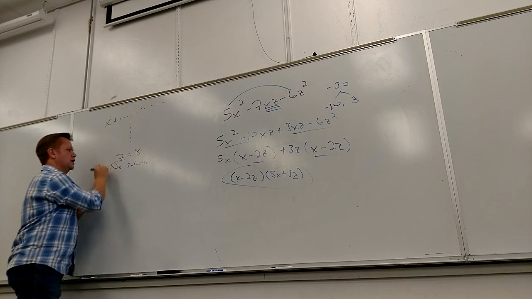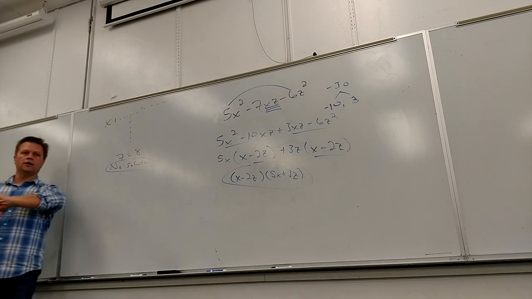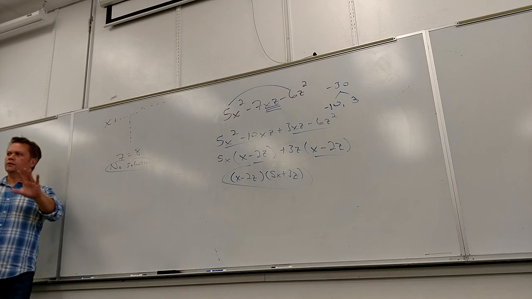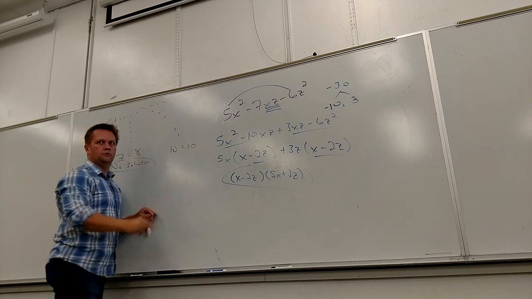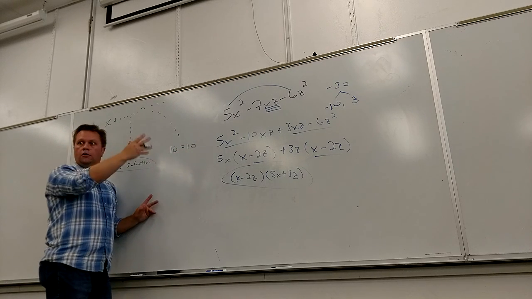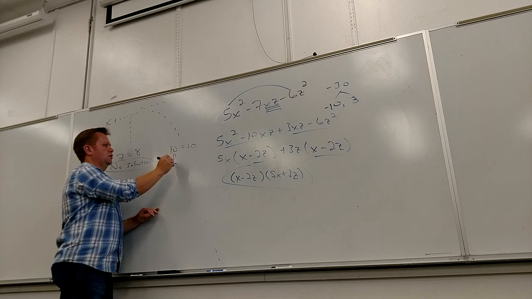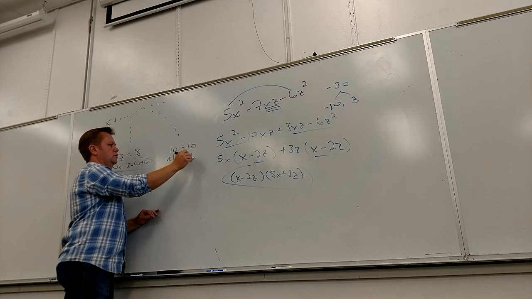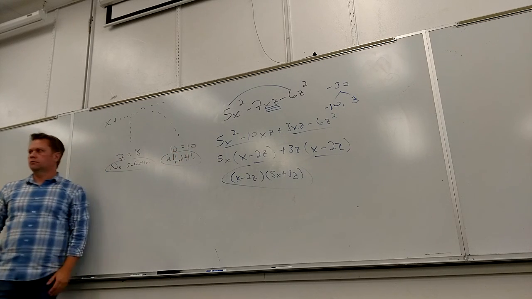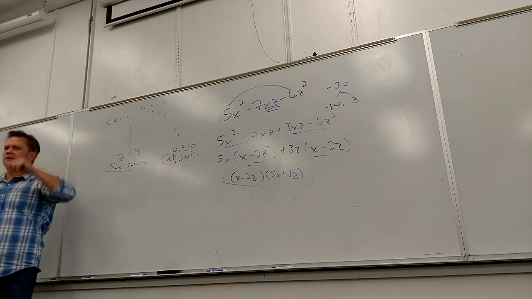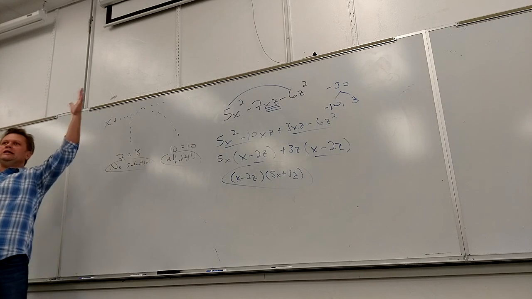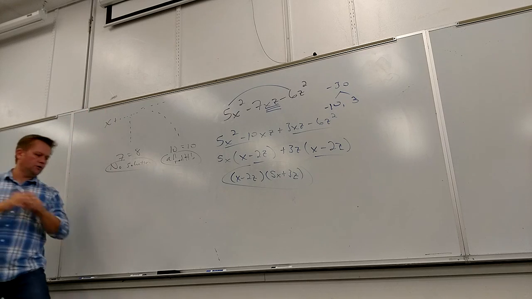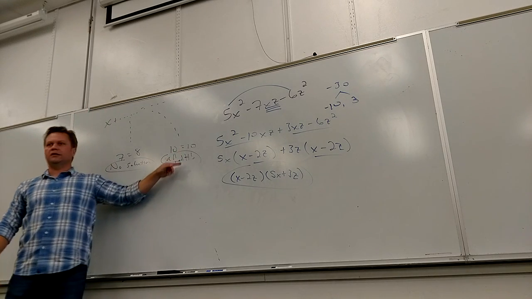So please, dear God, if the x's want to go away, let them. Now, if you do blah, blah, blah, and you get 10 equals 10, when is this true? Always. So what's the answer? All real numbers. Don't circle the 10 equals 10. You have to interpret what that means.